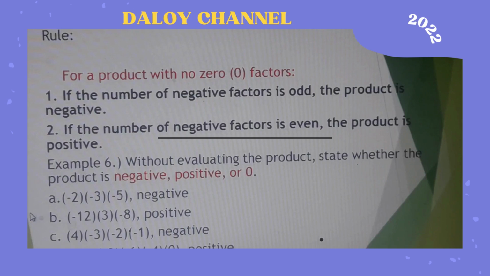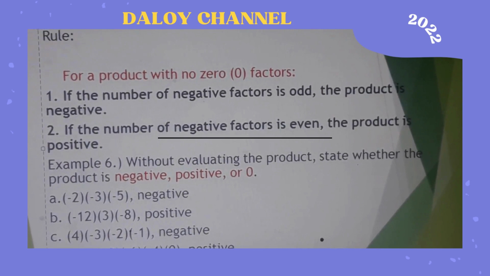For letter D, negative 10 times negative 9 times negative 6 times negative 4 times 0. So it is positive because if you count the negative signs, it is even. And yet, we are multiplying this, and one of the factors is equal to 0. Then the answer is 0.